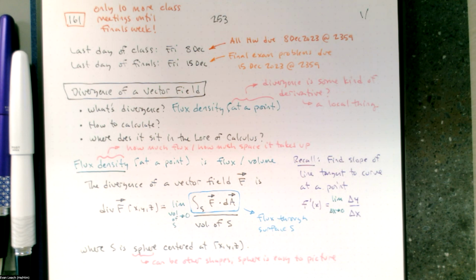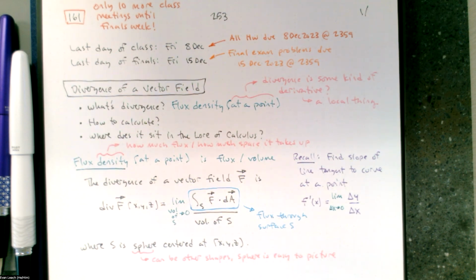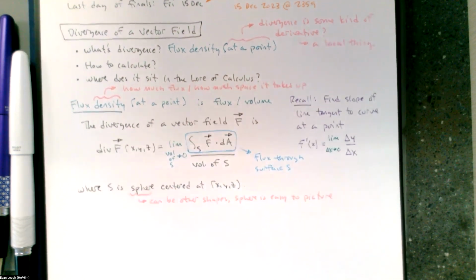So that's what divergence is. Divergence is flux density. We want to imagine how much of the vector field is flowing out through the point. We need to think about how to calculate divergence.